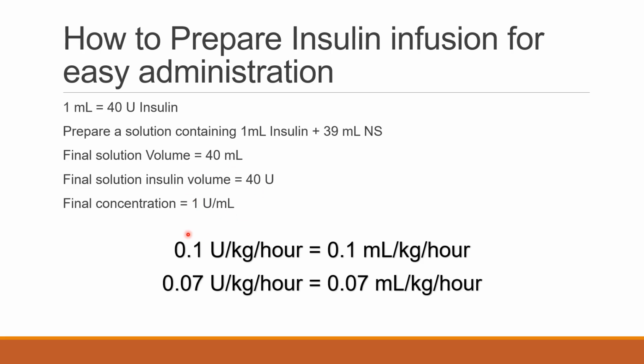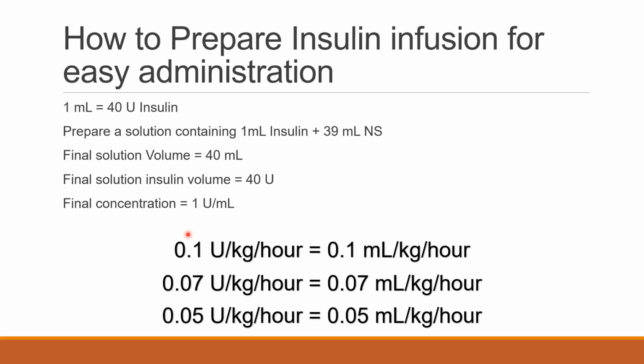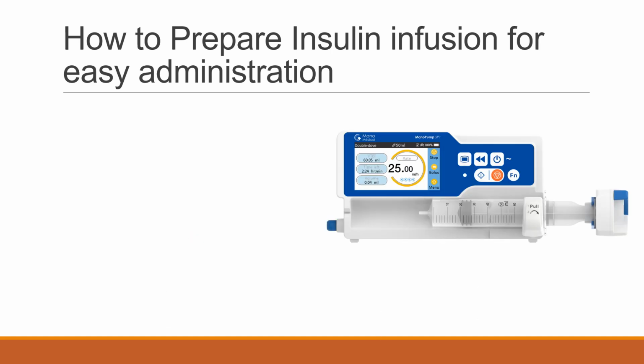When we want to give 0.07 unit per kg per hour, we will give 0.07 ml per kg per hour. Similarly, when we want to give 0.05 unit per kg per hour, we will give 0.05 ml per kg per hour, because the unit and ml have now been equalized. And always the insulin solution has to be given through a syringe pump, whatever syringe pump is available in your facility. So let's do an example.